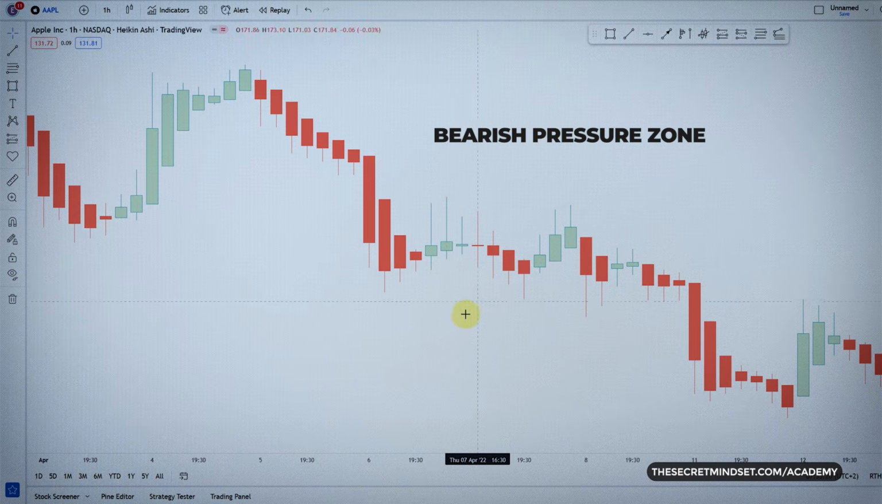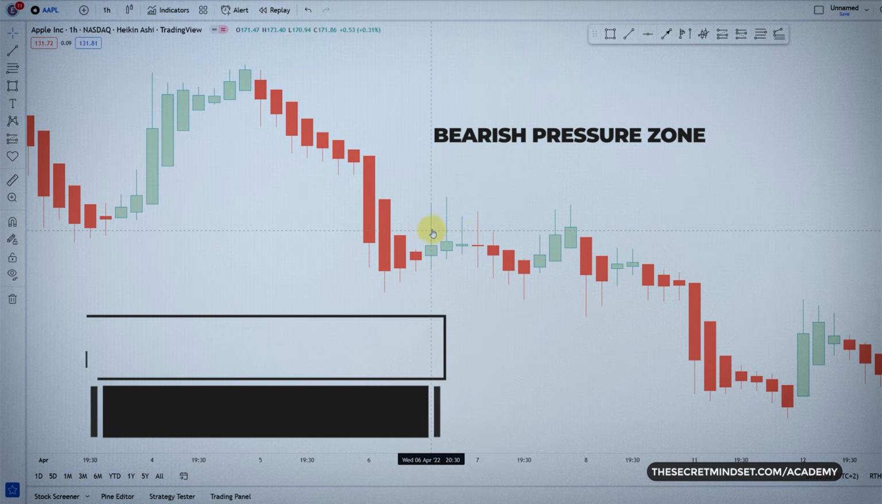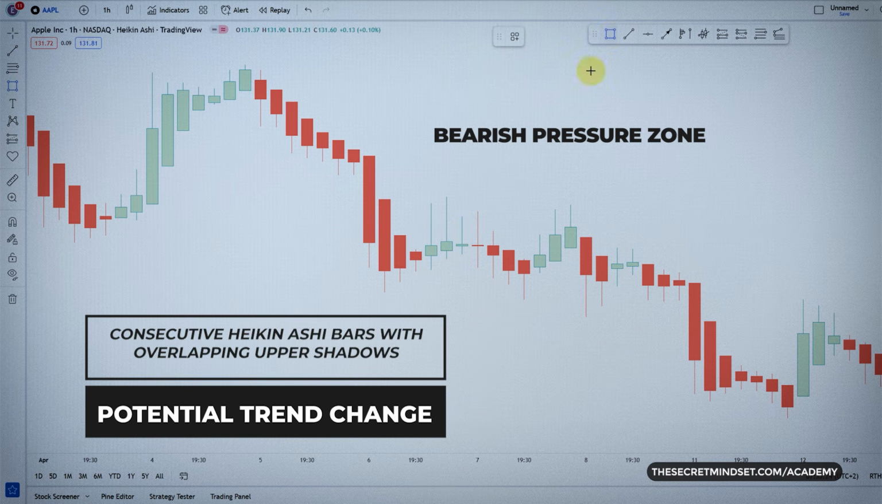And here's a bearish pressure zone. We have minimum 3 consecutive Heiken Ashi bars with overlapping upper shadows. We outline the highest high and the lowest closing price within this sequence. This area is the bearish pressure zone.